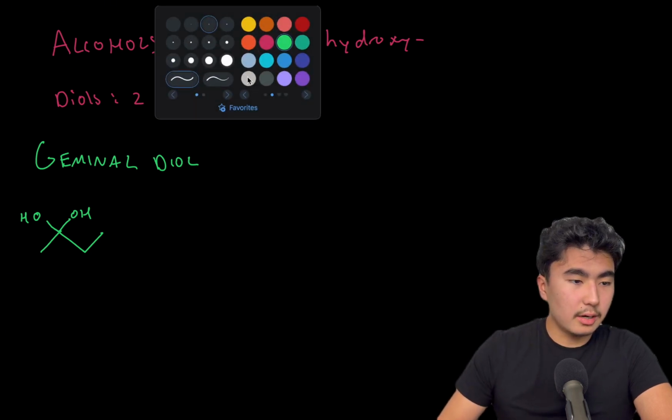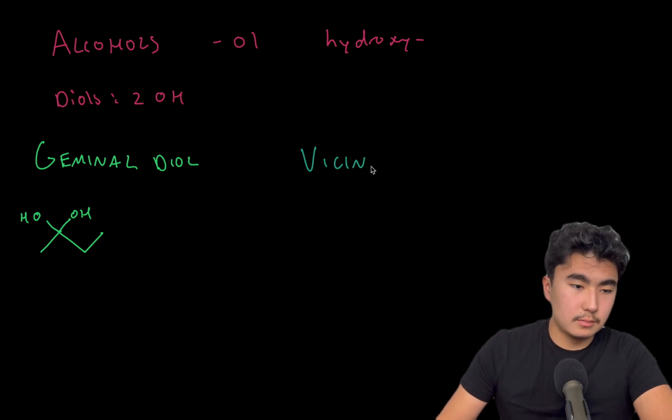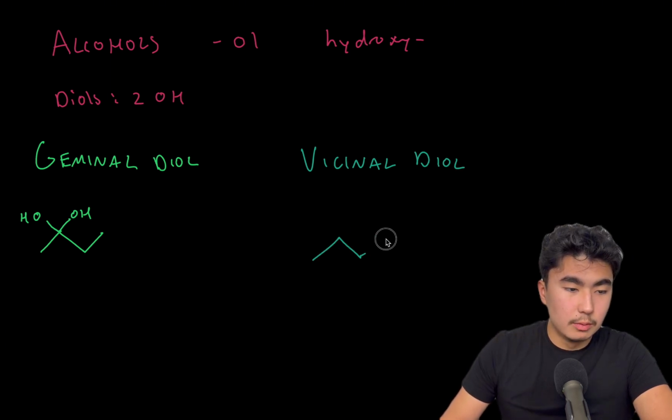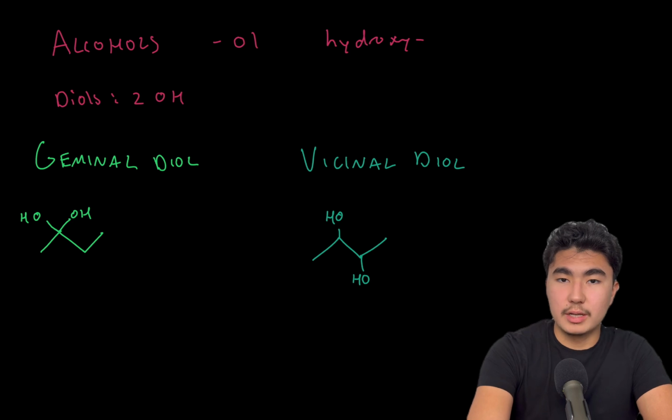Now, the other one that we have is known as our vicinal diol. So a vicinal diol is the opposite. We're going to have those 2 OH groups on adjacent carbons. So this is what a vicinal diol would look like.